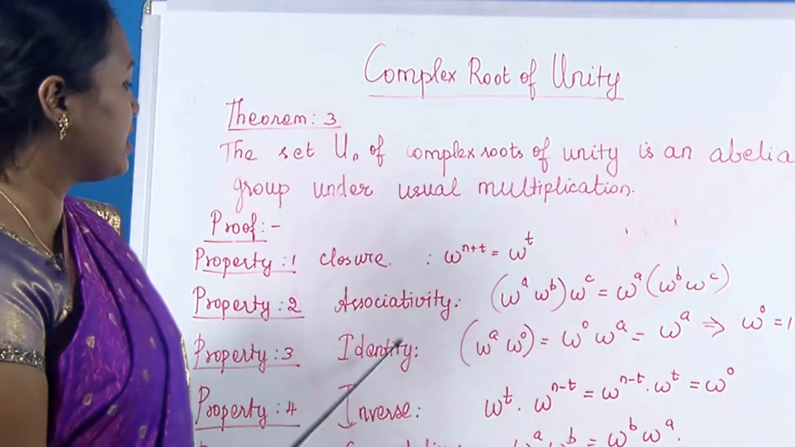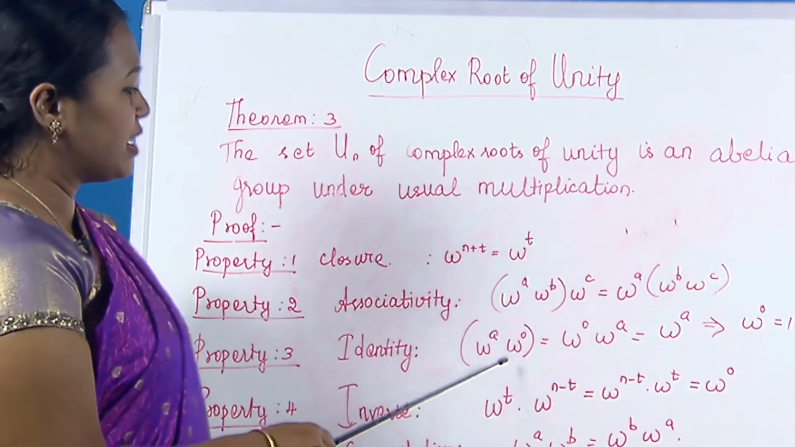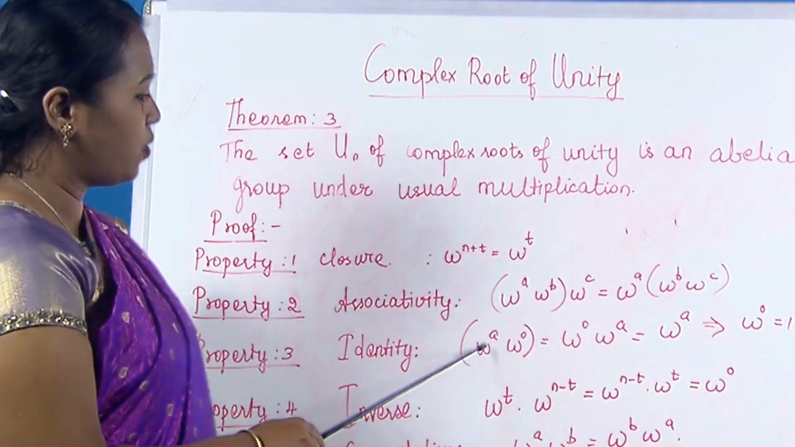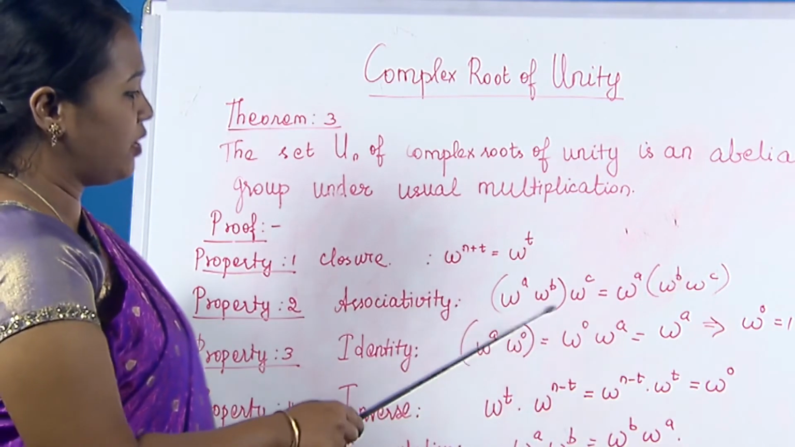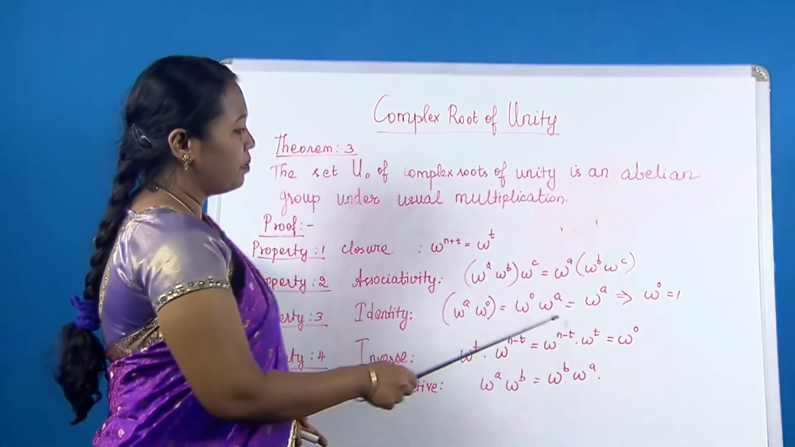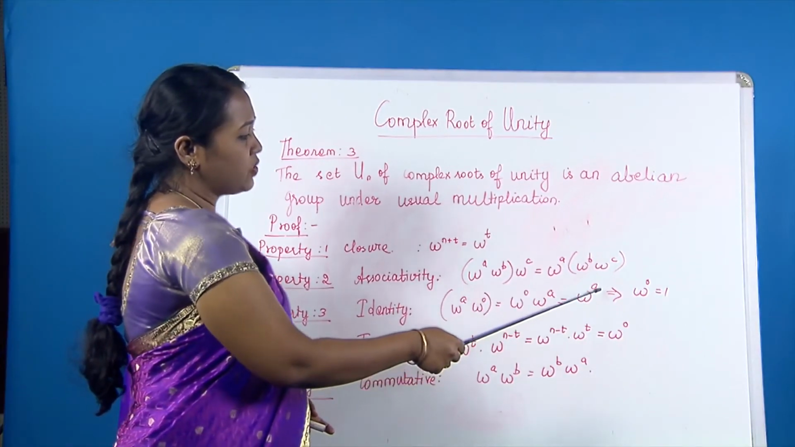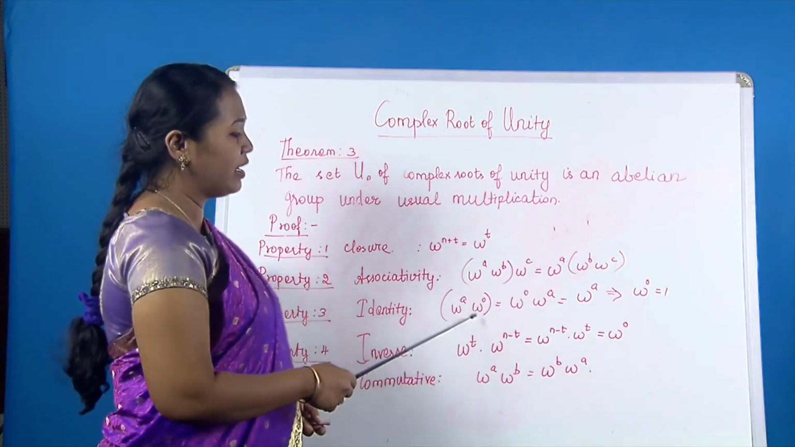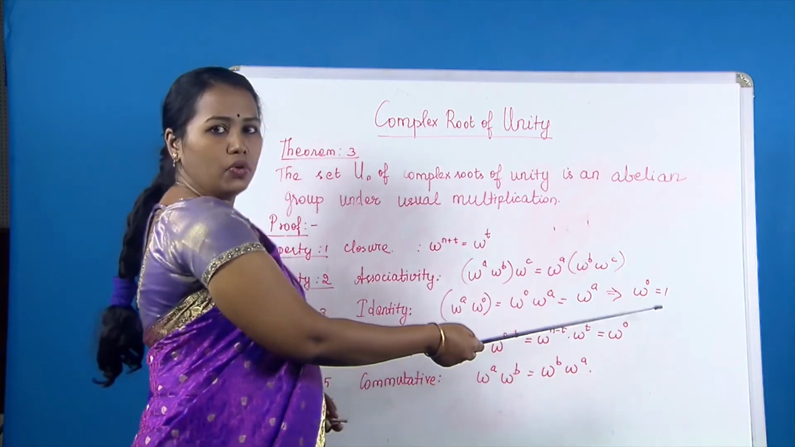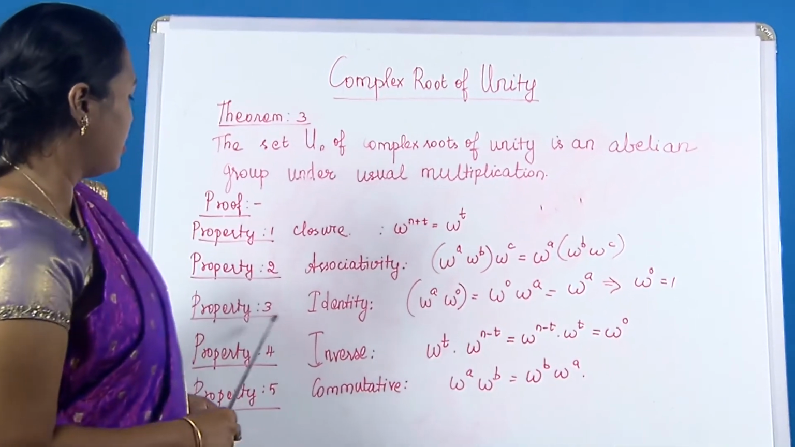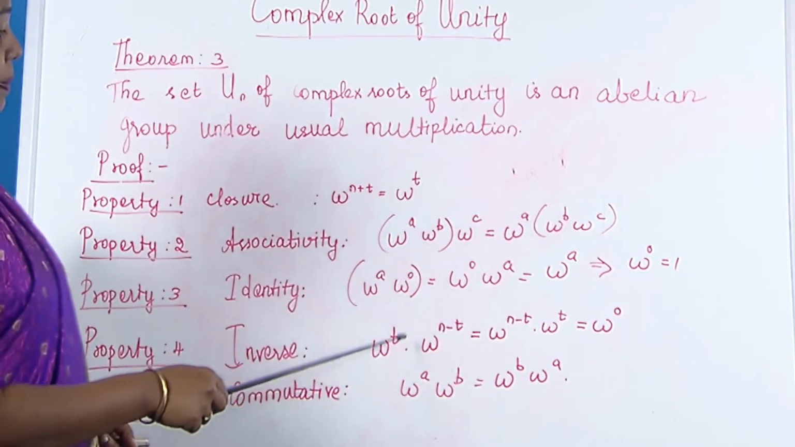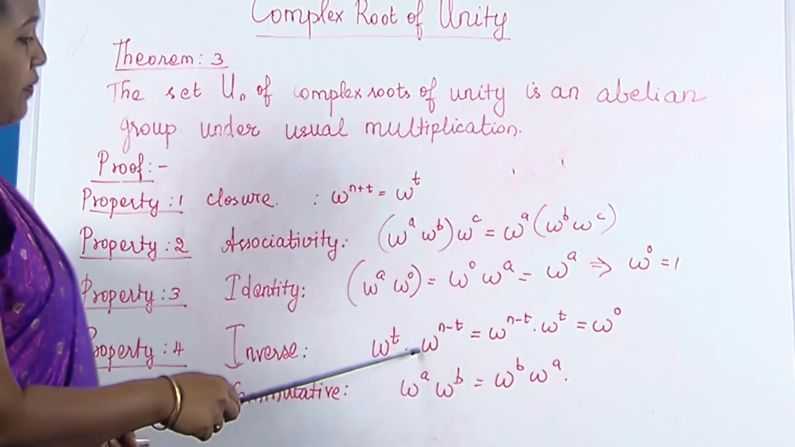The third property is identity. For that, let us assume that omega power 0 is a term that we take here. So, omega power A times omega power 0 is the same as omega power 0 times omega power A. The product of these two terms is equal to omega power A. So, we have identified the identity of the group, which happens to be omega power 0, and that is equal to 1.